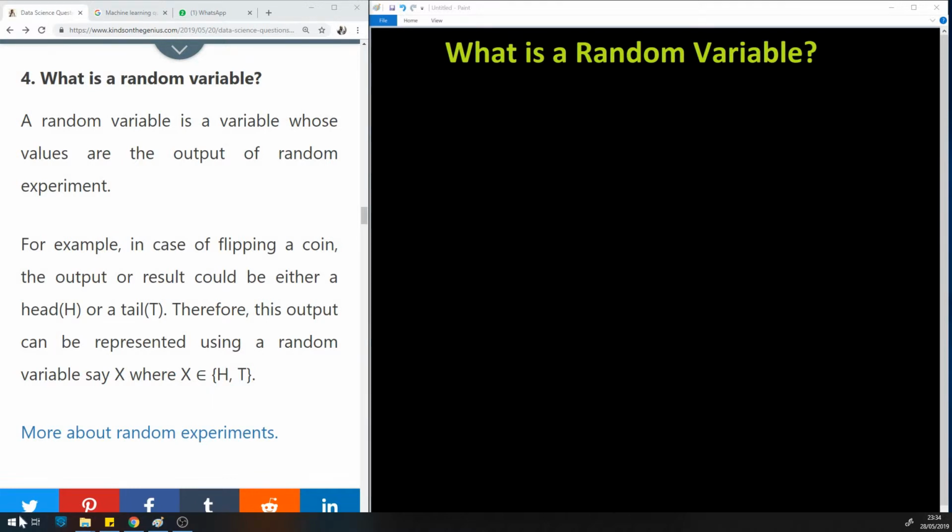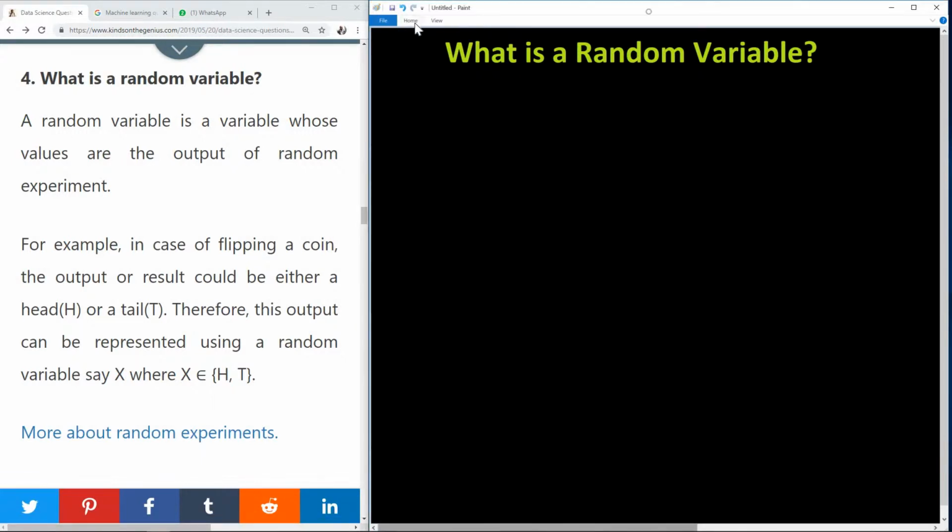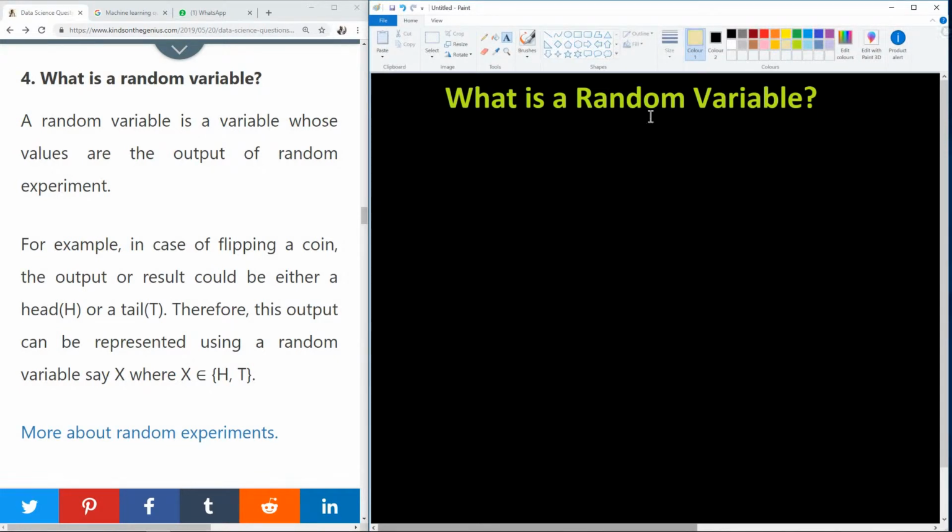Right, today we are going to continue with question 4 on our data science question and answer series. And today's question is going to be, what is a random variable? Now, this question looks simple, but it could actually be a bit confusing. It could be kind of tricky.